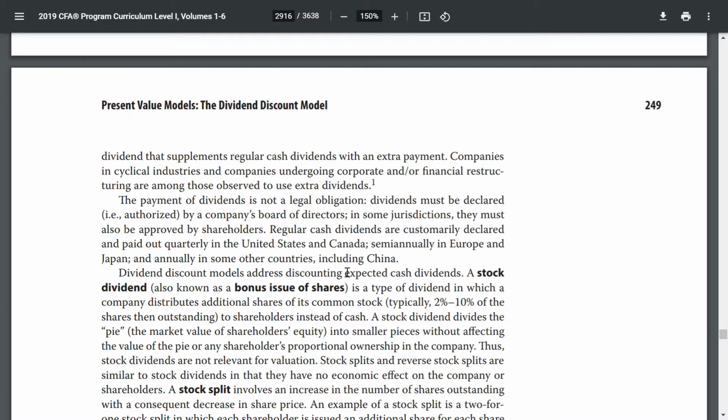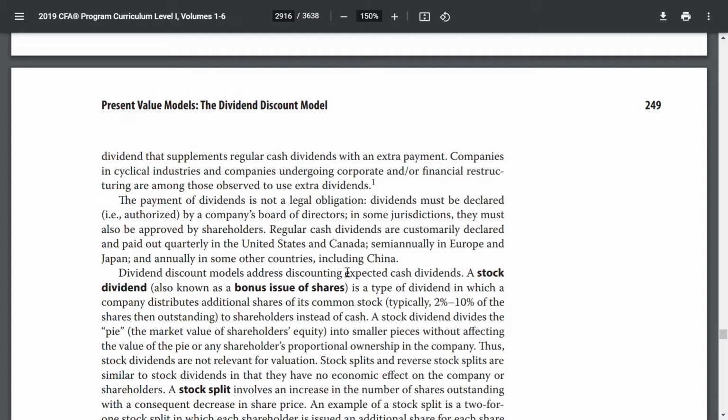The payment of dividends is not a legal obligation. Dividends must be declared or authorized by the company's board of directors. In some jurisdictions, they must be approved by shareholders. Regular cash dividends are customarily declared and paid out quarterly in the U.S. and Canada, and in some countries annually, in some cases such as China.